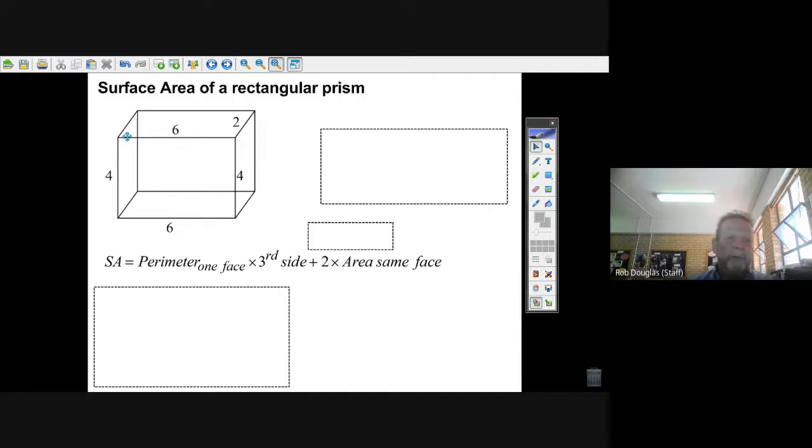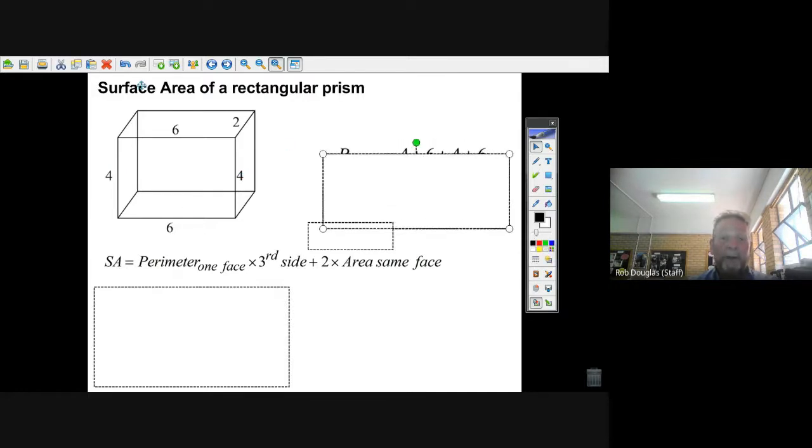What you do is this. You take one of the faces, let's say the front here. If we take the front, you calculate the perimeter of that one face. So you go 4 plus 6 plus 4 plus 6. We're going to find the perimeter of the front. Well, the perimeter of the front is 20 units. 4 plus 6 plus 4 plus 6, it's 20 units.